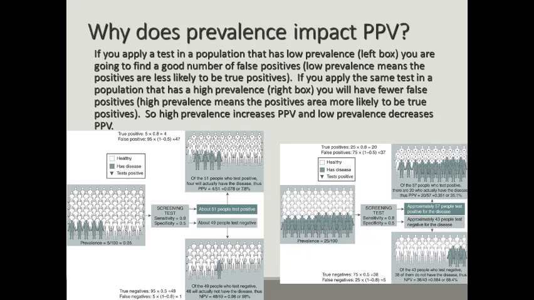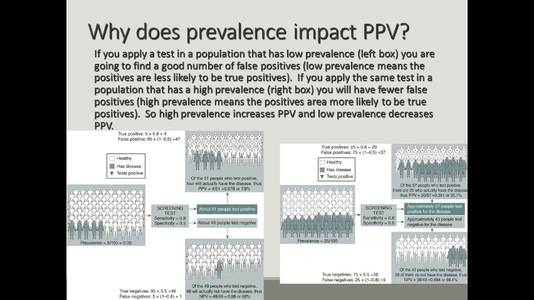But why does prevalence impact positive predictive value? Think about this conceptually. If you apply a test to a population with low prevalence, like in our left box here, you're going to find a good number of people that are false positives. The low prevalence means the positives are less likely to be real positives. But if you apply the same test to a population with high prevalence, like our right box that you'll see, all these blue people are the ones that are really sick, there's a much higher amount of the disease, and in that case you will have fewer false positives, because in a high prevalence area the positives are more likely to be true positives. High prevalence increases positive predictive value, and low prevalence decreases positive predictive value.